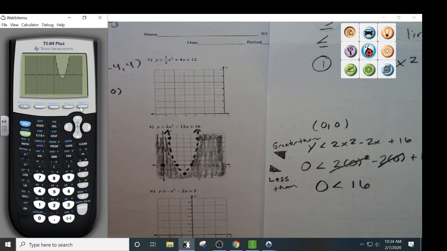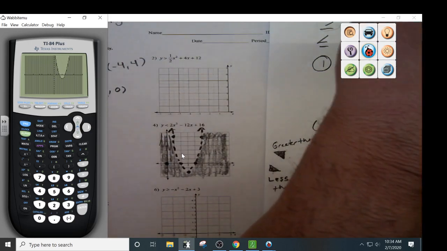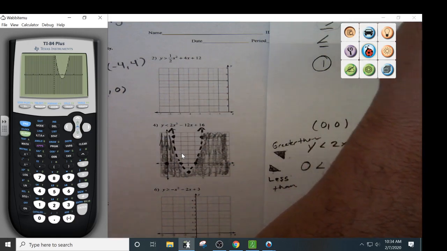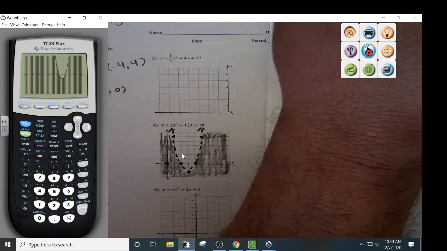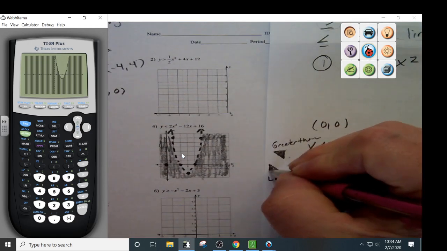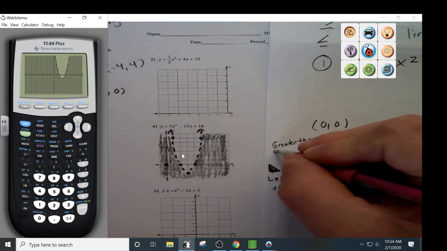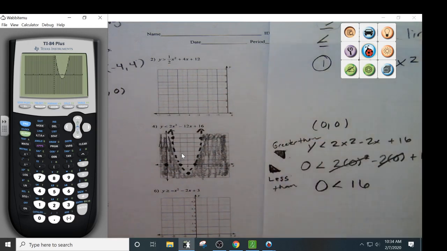The only thing the calculator will not do is show if it's solid or dotted. But that's a very easy thing to do. And guys, like I said, the only two symbols you'll use on the left side of the equal sign are bottom left for less than and top right for greater than. That's the only two things you'll have to look for. Okay.